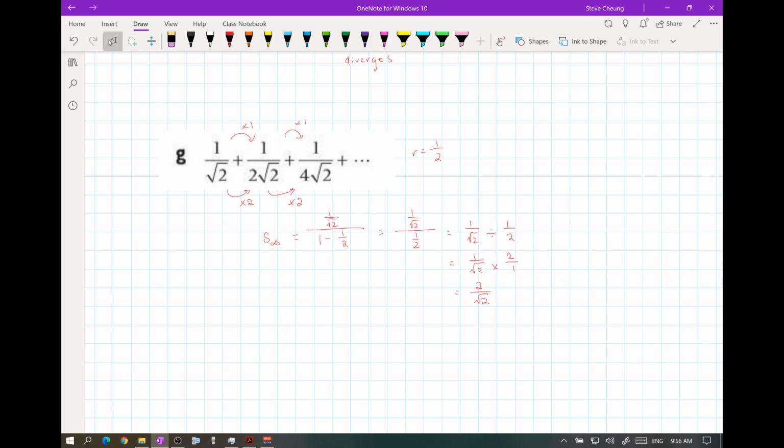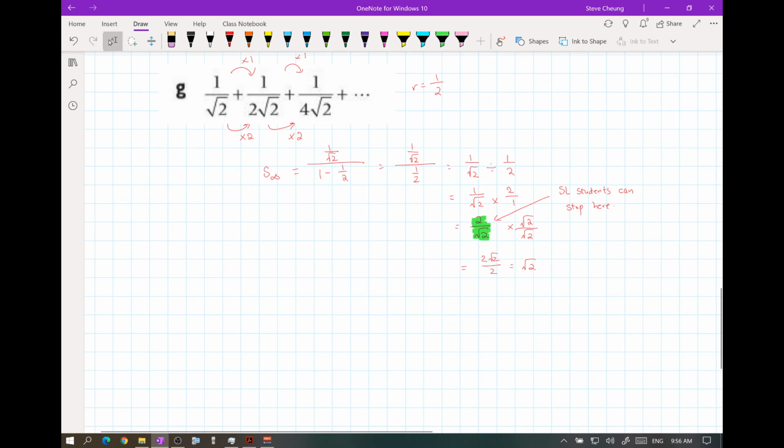For higher level students, you may actually need to rationalize this. So this becomes 2 root 2 over 2, which is just root 2. But for SL students, you can pretty much stop here. HL students, depending on what the question says, may actually want it in a particular form. So make sure you read the instructions.